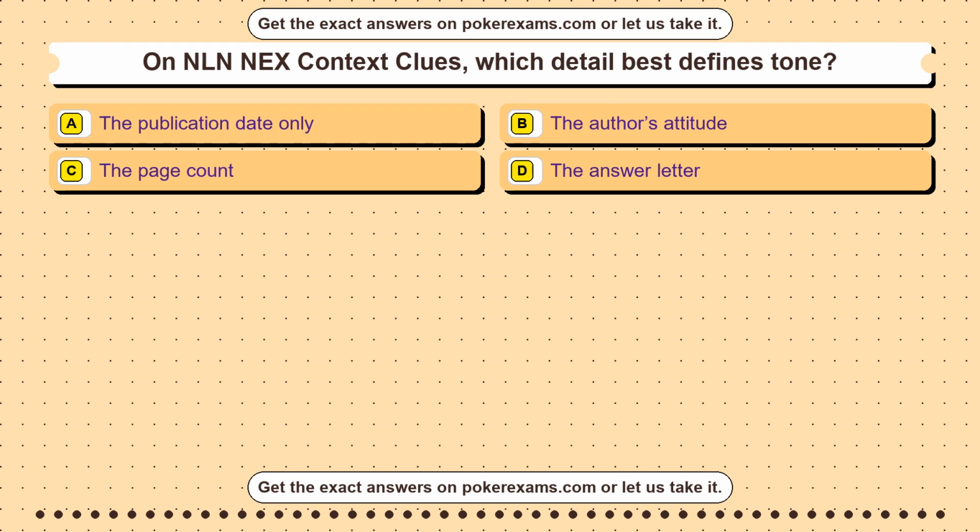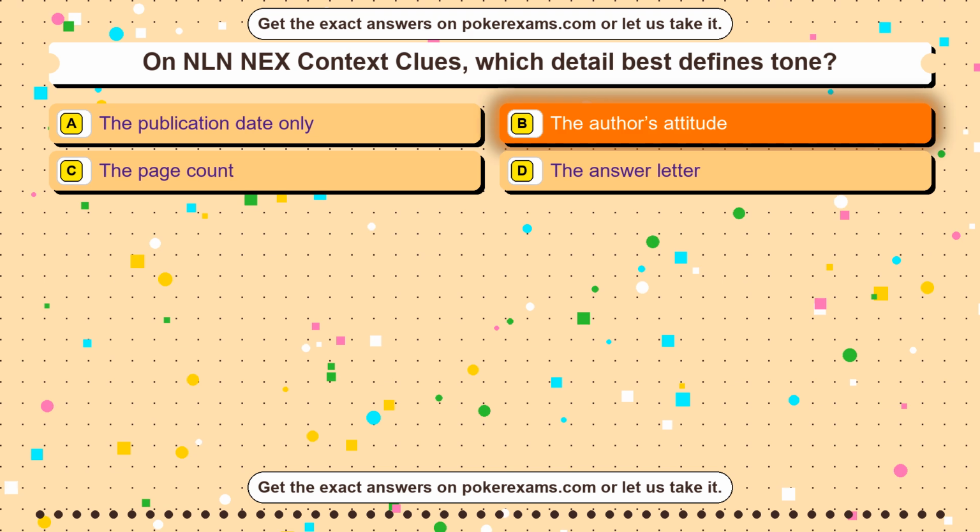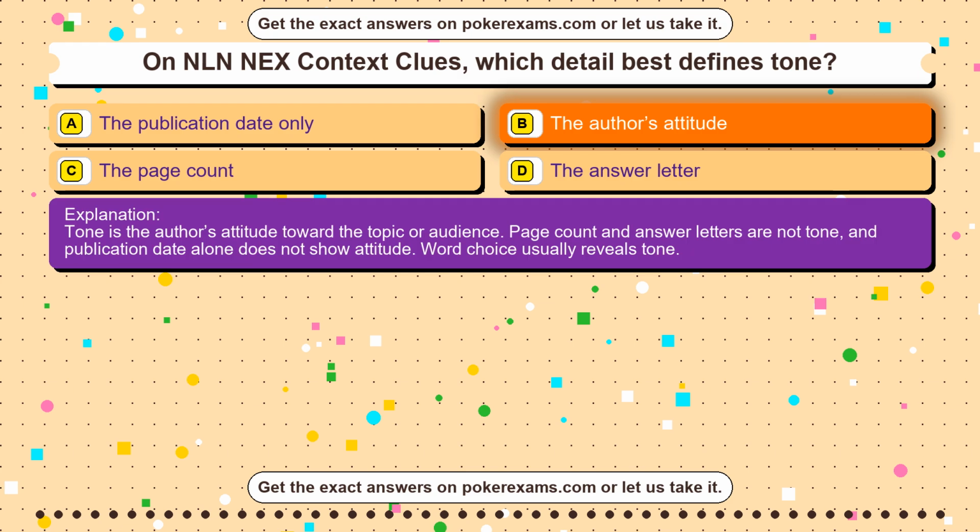Question 4. On NLN NEX Context Clues, which detail best defines tone? Option A. The publication date only. Option B. The author's attitude. Option C. The page count. Option D. The answer letter. The correct answer is option B. The author's attitude. Tone is the author's attitude toward the topic or audience. Page count and answer letters are not tone, and publication date alone does not show attitude. Word choice usually reveals tone.